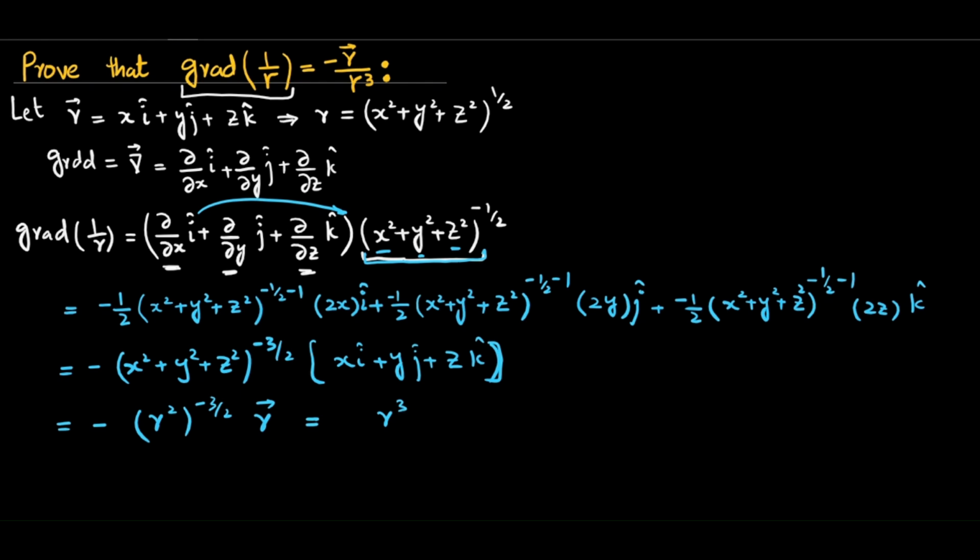We will get minus r to the power minus 3 and r vector, and it will be written as minus r vector divided by r cube. Here we have proved that the gradient of 1 over r is equal to minus r vector divided by r cube.